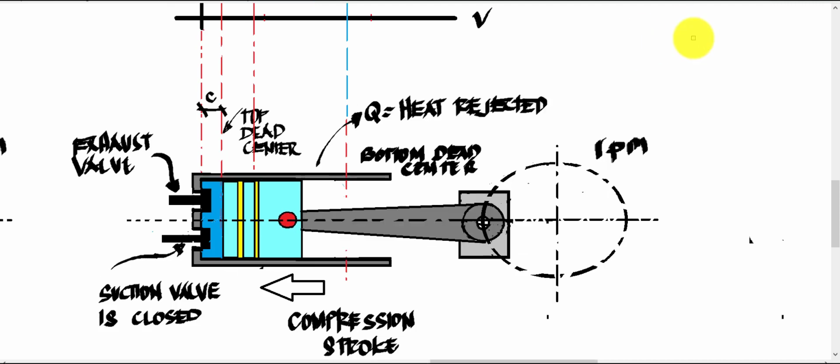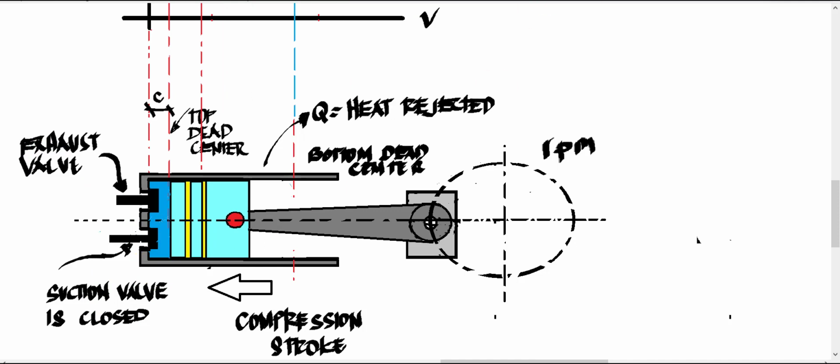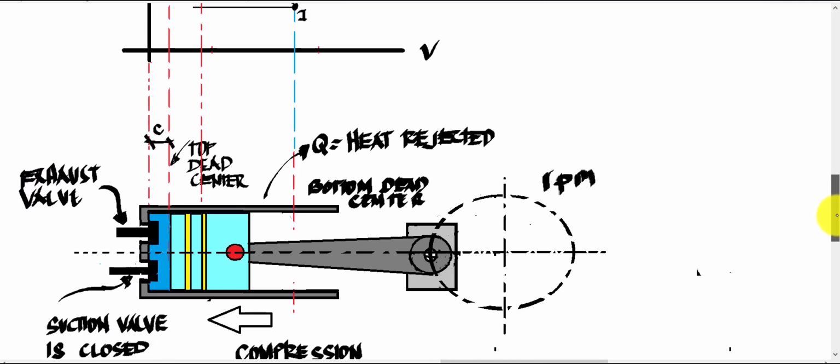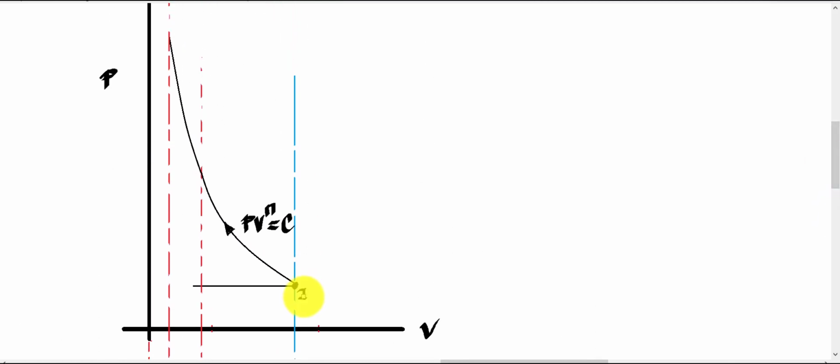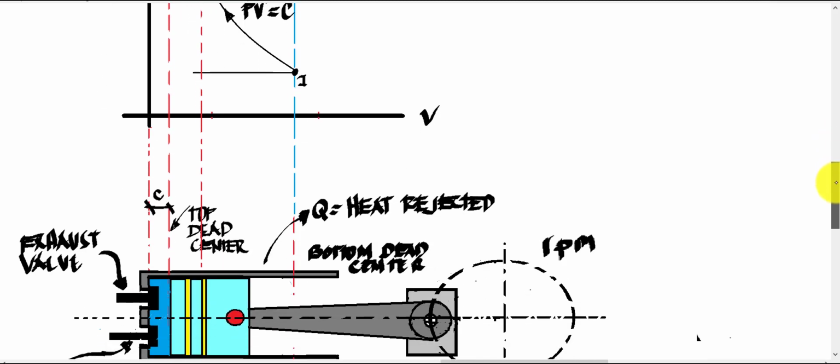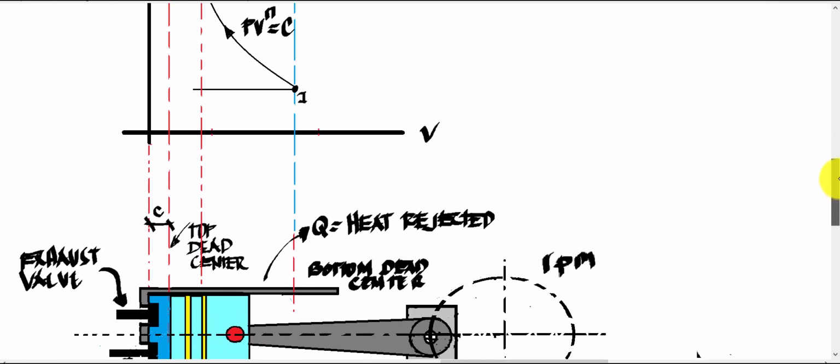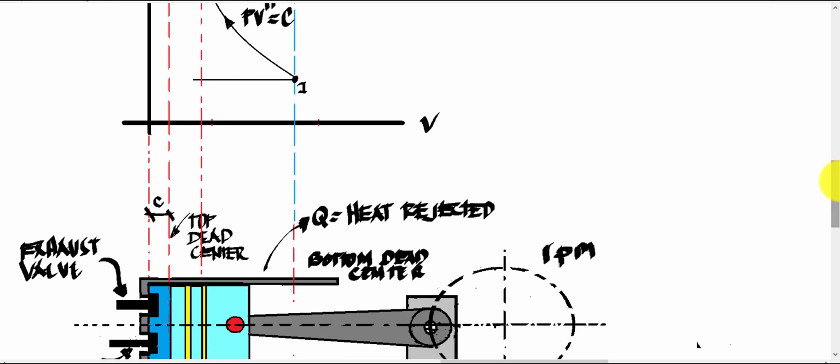Now, during the compression stroke, as the piston reaches the top dead center, still we have the exhaust valve and your suction valve in closed position. And if we're going to plot that one in our PV diagram, from 1 we have here your point 2 at this side. So this is now your top dead center. The pressure here, we have the high pressure side at this side.